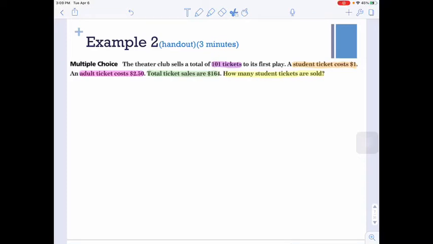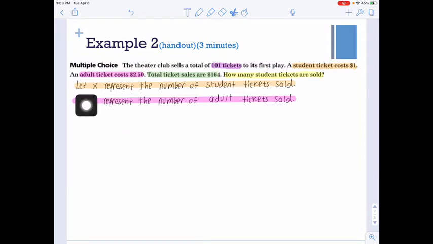Section 4.3, Example 2 says the theater club sells a total of 101 tickets to its first play. A student ticket costs $1. An adult ticket costs $2.50. Total ticket sales are $164. How many student tickets are sold?